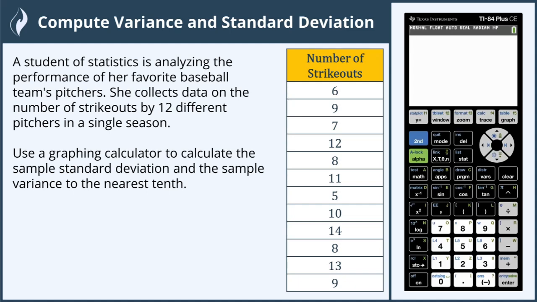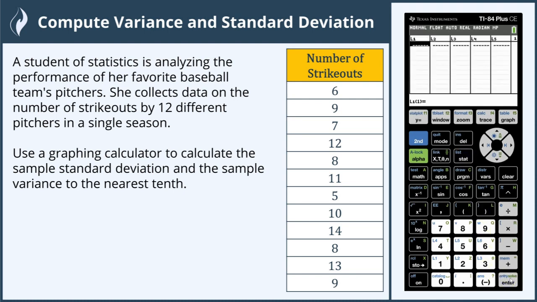A student of statistics is analyzing the performance of her favorite baseball team's pitchers. She collects data on the number of strikeouts by 12 different pitchers in a single season. We're going to use a graphing calculator to calculate the sample standard deviation and the sample variance to the nearest tenth for this problem. First, we need to go into our stat and our edit to edit our list.